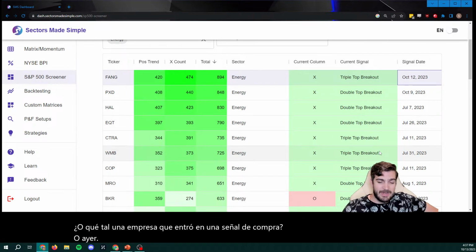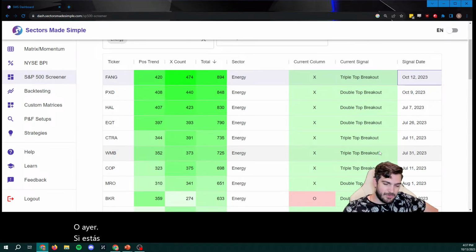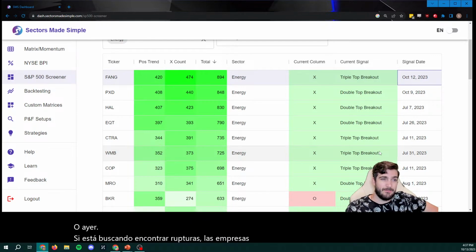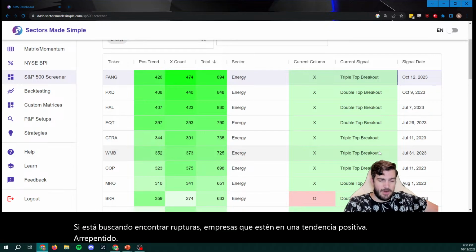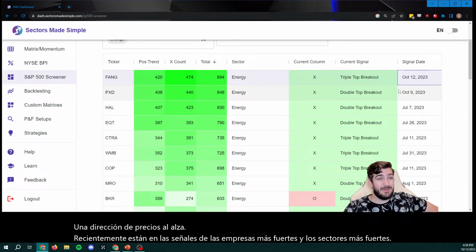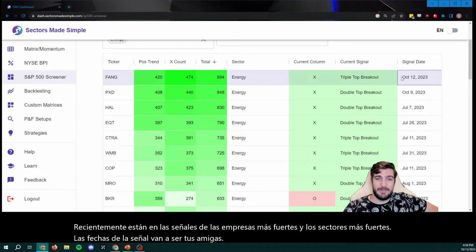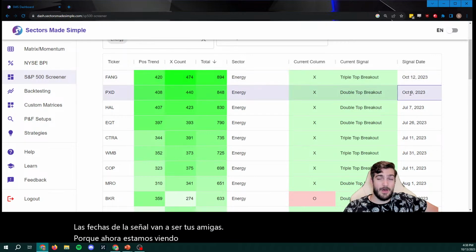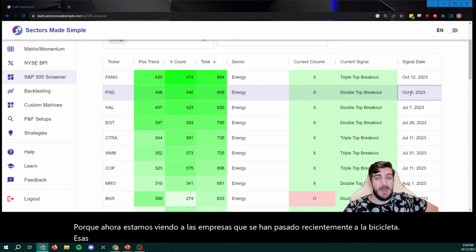If you're looking for finding breakouts, companies that are on a positive trend, an upward price direction, are recently on buy signals, are the strongest companies in the strongest sectors, signal date's going to be your friend. Because now we're looking at companies that have recently gone on buy signals. Those signals are fresh, they are relevant, and we hope that whatever trend caused those buy signals continues.